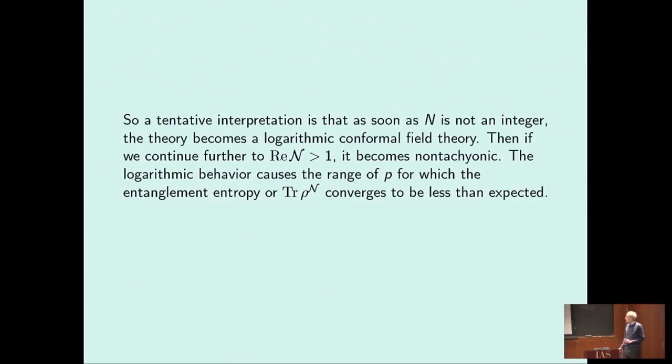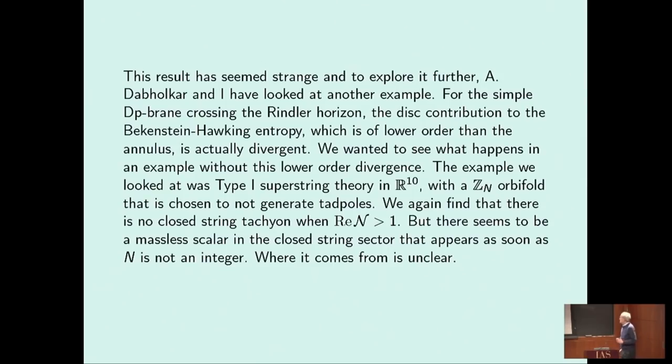So a tentative interpretation is that as soon as n is not an integer, the theory becomes a logarithmic conformal field theory. Then if we continue further to the real part of curly n bigger than 1, it becomes non-tachyonic. The logarithmic behavior causes the range of p for which the entanglement entropy converges to be less than I would have expected. This result seems strange, and to explore it further, Atish Dabholkar and I have looked at another example, which I mentioned in responding to Hirose before. So for the simple Dp brane crossing the Rindler horizon, the disk contribution to the Bekenstein-Hawking entropy actually has an infrared divergence independent of p.